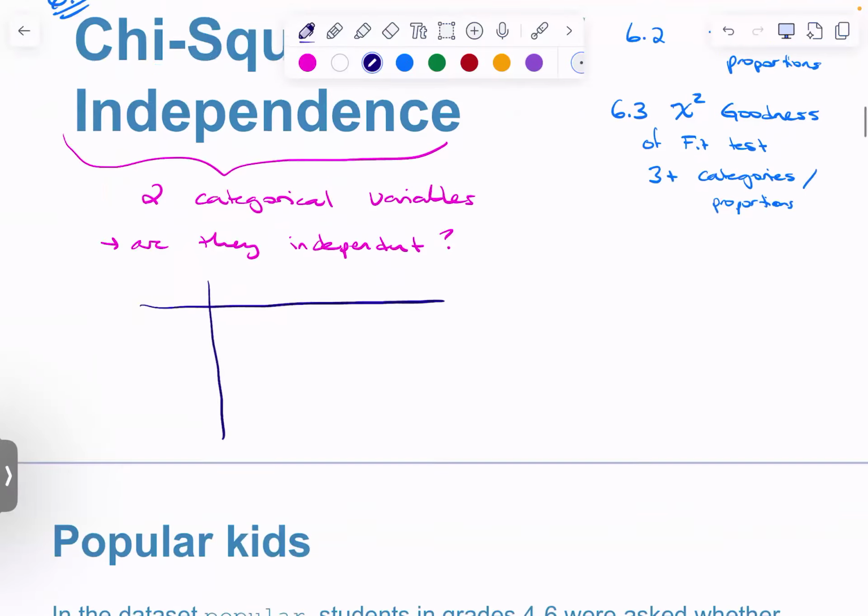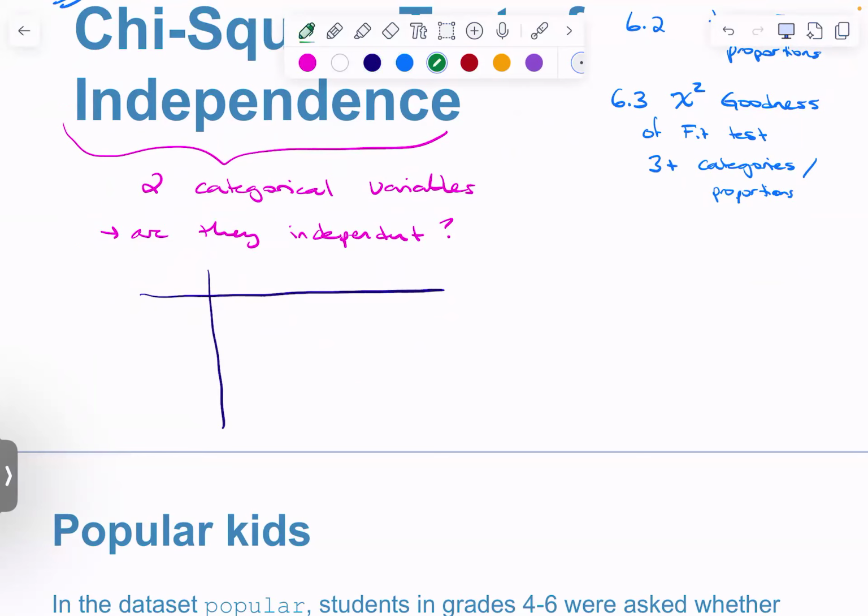If we have our first variable, variable 1 here, maybe we have some categories A, B, C, just keeping it nice and generic. And maybe I have another variable, variable 2, with categories D, E, F, let's say G, because they don't have to have the same number of categories. Okay. And so what you'll be looking for is a contingency table.